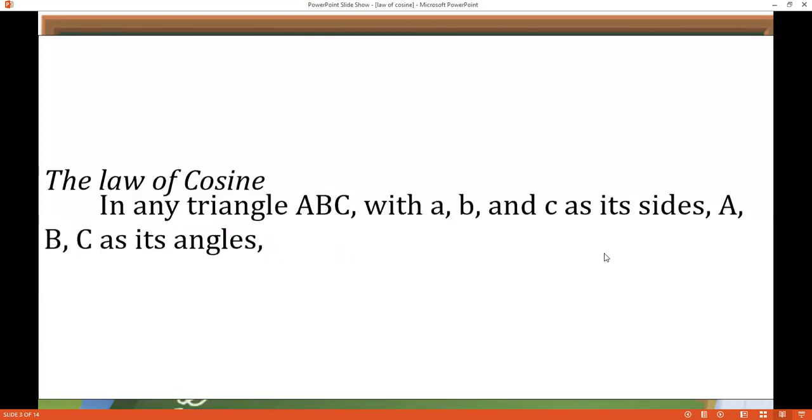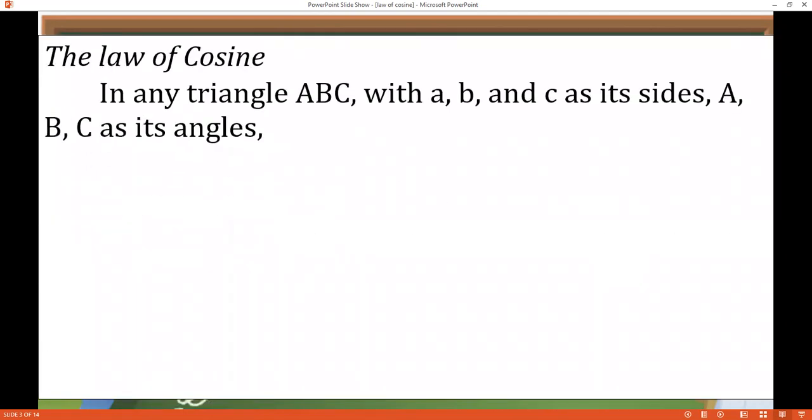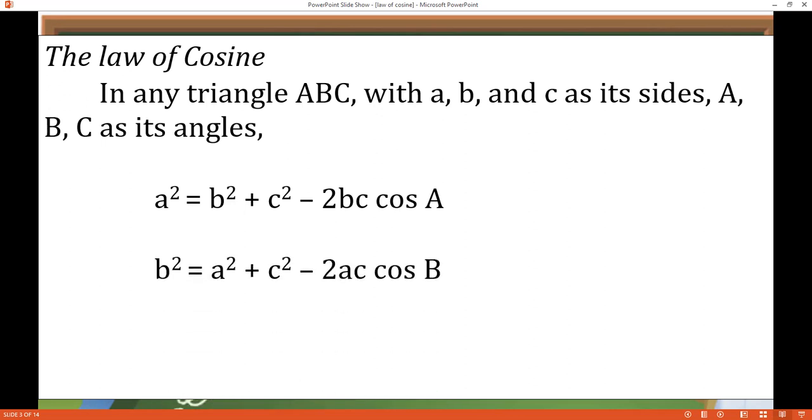So what's the law of cosine? The law of cosine in any triangle ABC, with a, b, and c as its sides, and capital A, capital B, and capital C are its angles. The formulas for the law of cosine are, first, a squared is equal to b squared plus c squared minus 2bc cosine A. It can also be b squared is equal to a squared plus c squared minus 2ac cosine B. And c squared is equal to b squared plus a squared minus 2ba cosine C. So there are three possibilities.